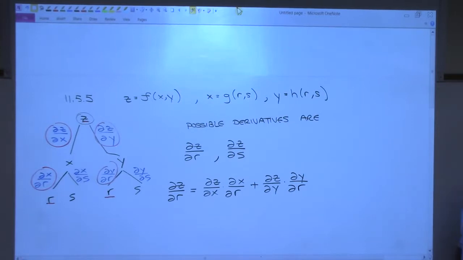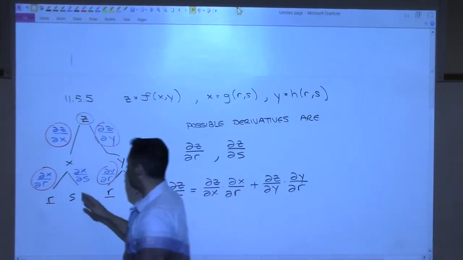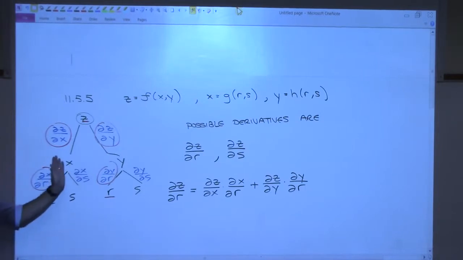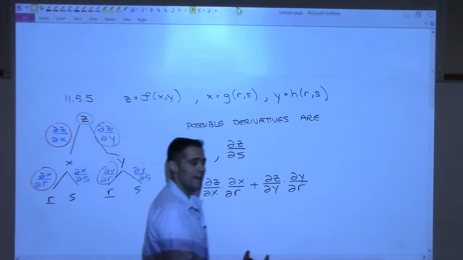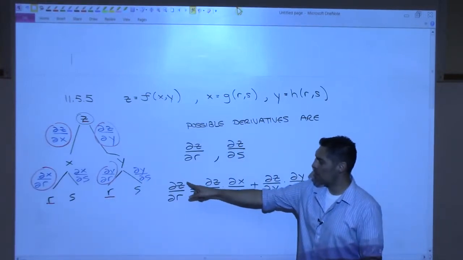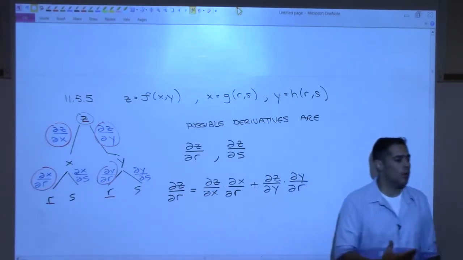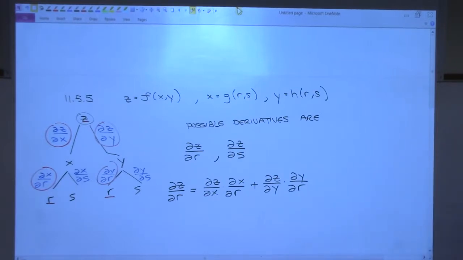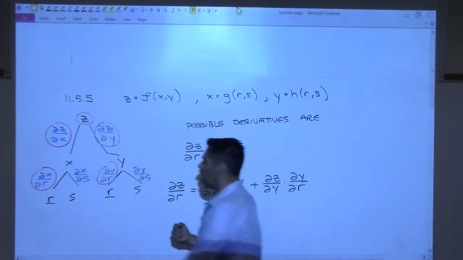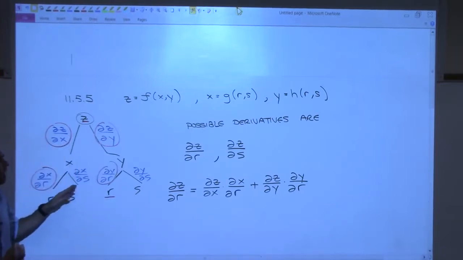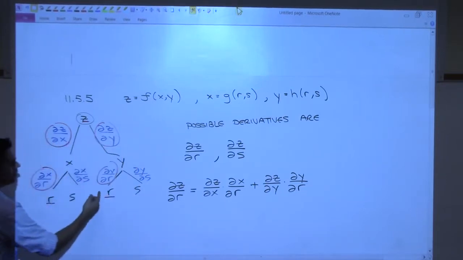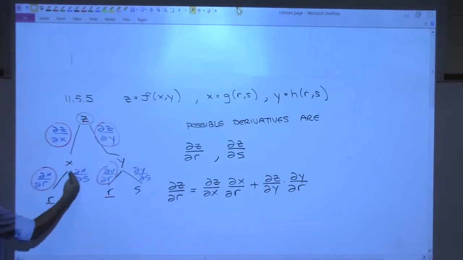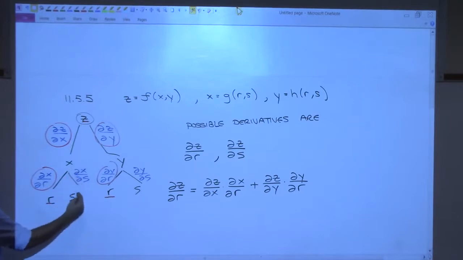Notice that we don't even look down the partial x with respect to s and partial y with respect to s. The reason why we don't do that is because if you're looking at the partial of z with respect to r, what are you holding constant? You're holding s constant, aren't you? If s is a constant, then this branch right here is going to be zeroed out when you take a derivative. So it's not even going to matter.